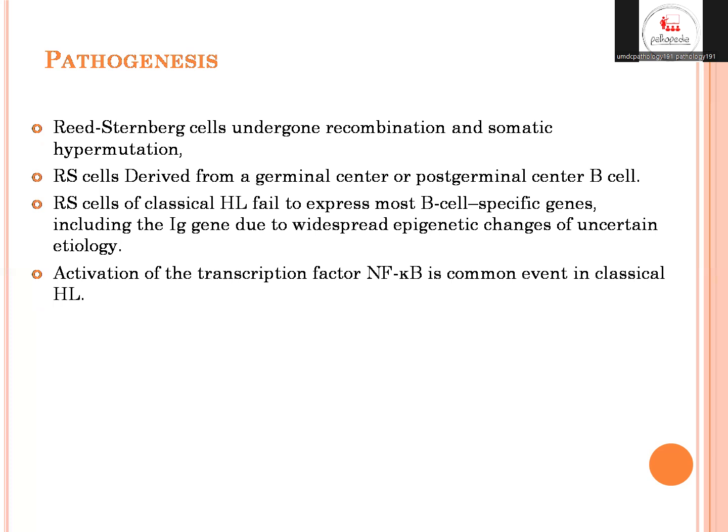In the pathogenesis of Hodgkin lymphoma, the Reed-Sternberg cells undergo recombination and somatic hypermutation. And these cells derive from a germinal center or post-germinal center B cells. These cells are the classical hallmark of failure to express most B cell specific genes, including the immunoglobulin gene, due to widespread epigenetic changes of uncertain etiology, and the activation of the transcription factor NF-kB is a common event in classical Hodgkin lymphoma.